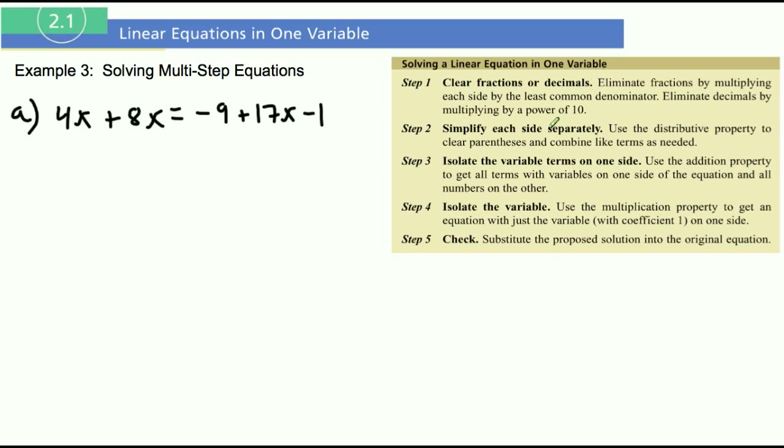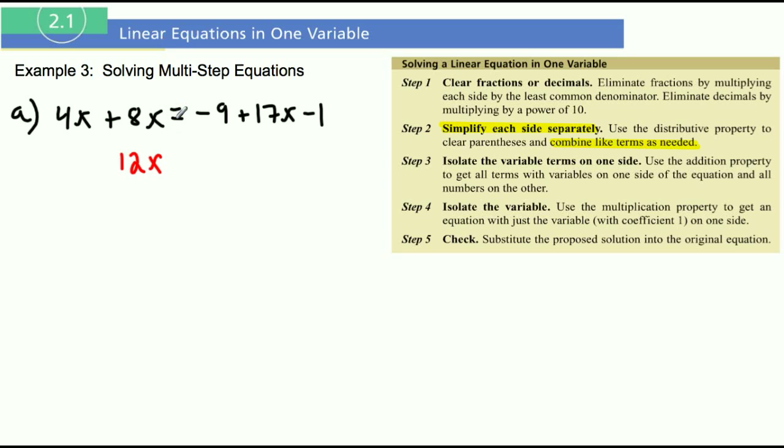Simplify each side. So we're all going to do that one right now. And so check this out. It says use the distributive property to clear parentheses, which we don't have any parentheses, but then it says combine like terms as needed. Okay, and so again, the goal of step 2 is to simplify each side. So let's look at each side separately, and let's combine like terms. Are there any terms that we can combine on the left side over here? And I think the answer is yes, right? 4x plus 8x. Doesn't that give us a 12x, right?